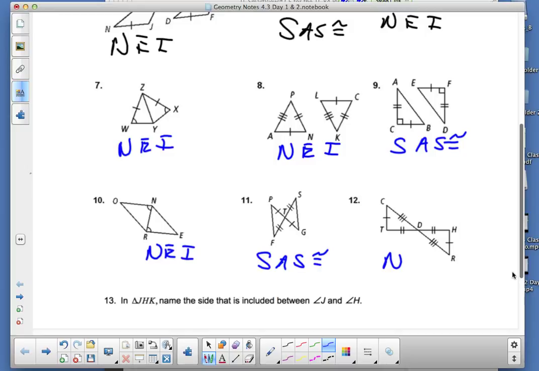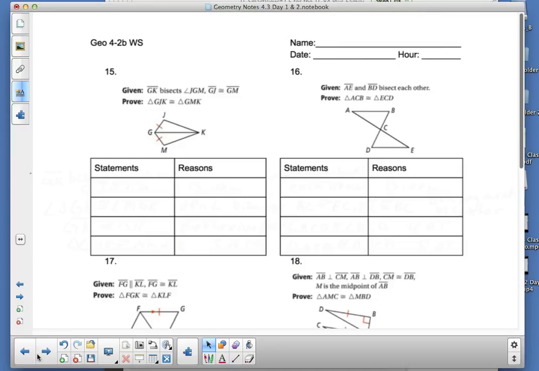Now, keep in mind, all the things that were side, side, side yesterday were not enough info for side, angle, side today. Okay? We're just paying attention to our directions. That's it. In 13, segment JH. In 14, segment N, or excuse me, angle N. Are there any other questions on that? Now we're looking around at 15. Let's check these out.